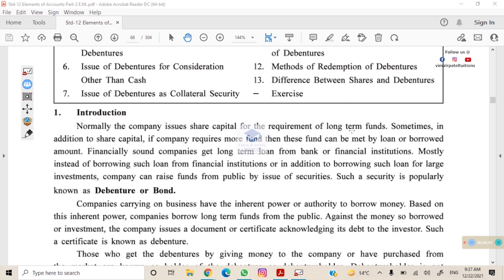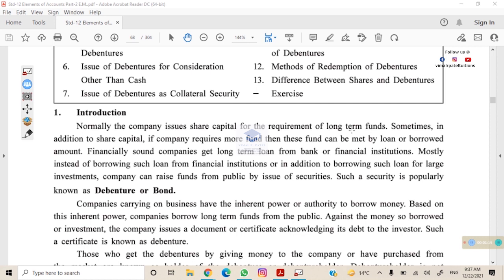So debenture is basically an instrument which will acknowledge the debt of the company. The company has borrowed money from the general people, on which the company will pay regular interest at regular time intervals, and after completion of a certain time, the principal borrowed will be refunded. The persons who make investment in debenture are called debenture holders. Debenture holders are just like creditors for the company.